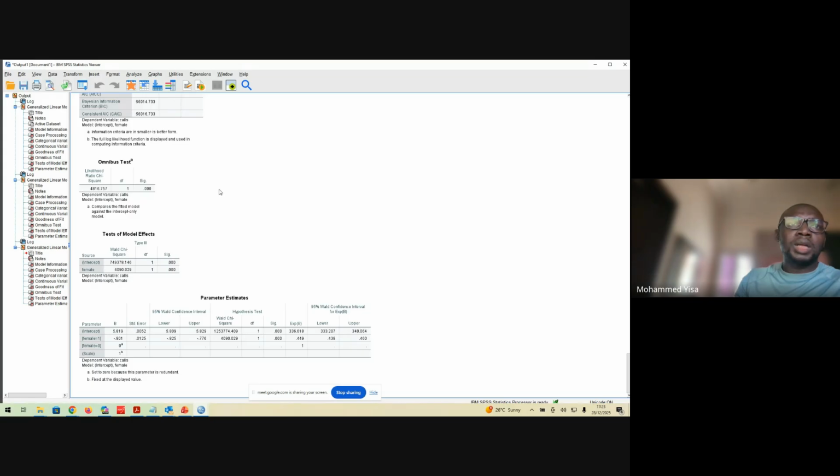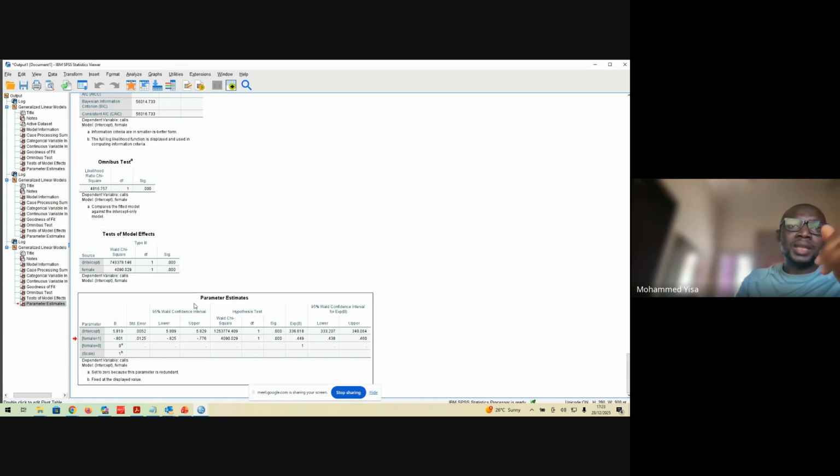The omnibus test tells you the significance of the model itself without inputting the variable, that's the predictor variable. The test of model effects, now this tells you the significance when you use the female variable to predict a difference in calls, to check whether there's a difference in number of calls.